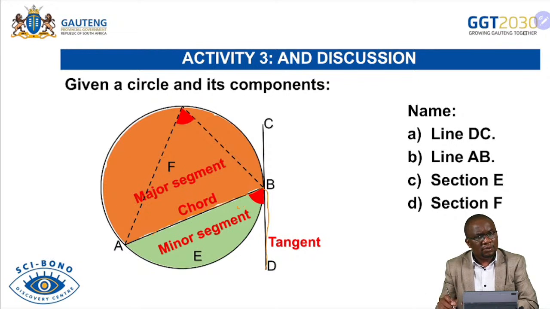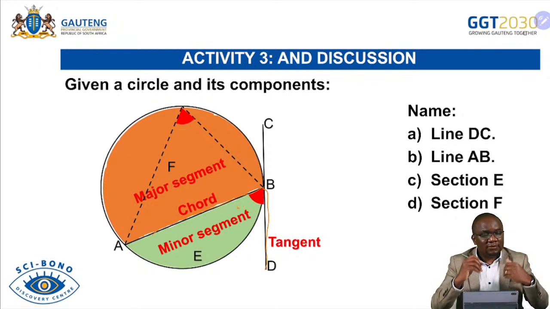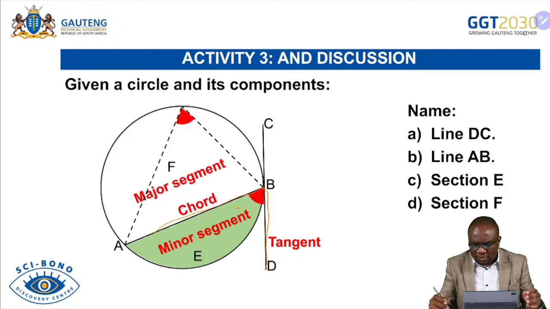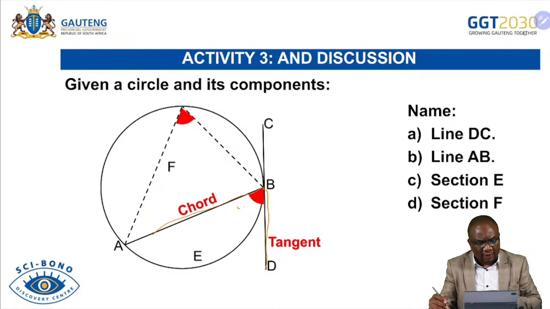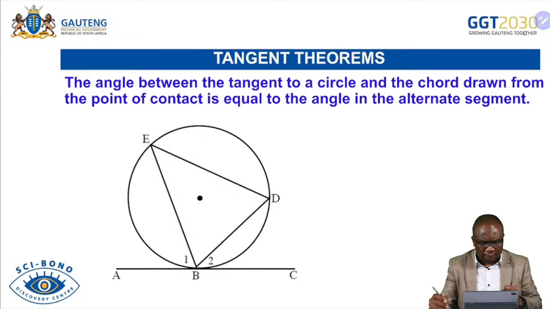Alternate segment, what is it? You need to understand that. Right, so section E, section F, we've talked about those. Those are segments. E is the minor segment, F is the major segment. Please don't get confused there.